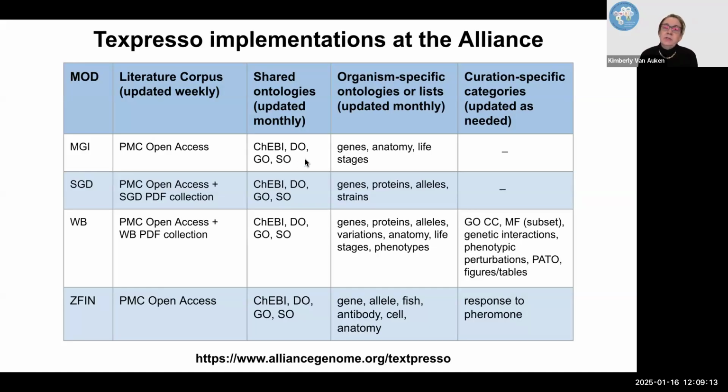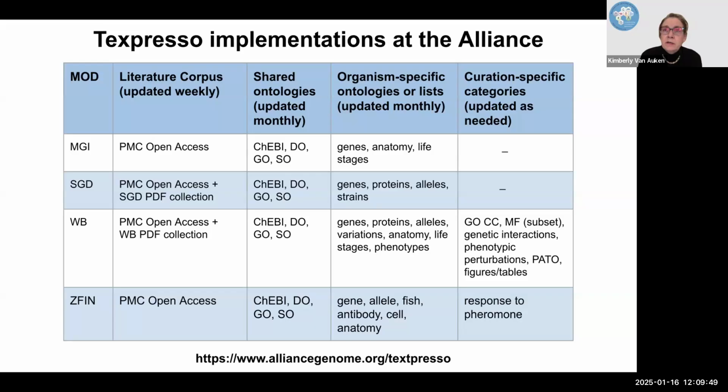All of the implementations have ontologies available for search. Like I said, some of the more commonly used ontologies in biological curation. So ChEBI, the Disease Ontology, GO, and Sequence Ontology. In addition, to maximize the effectiveness of the searches, we also are including some of the organism-specific categories or ontologies. So certainly things like gene names, proteins, if the syntax is different.